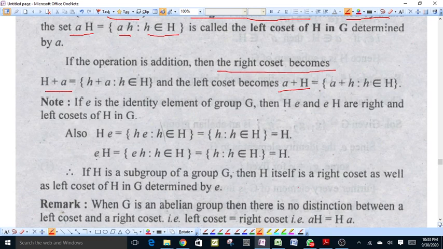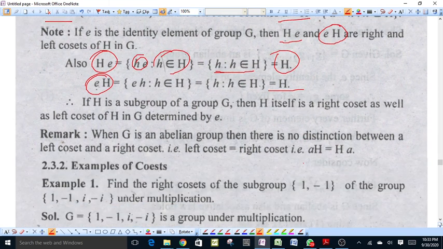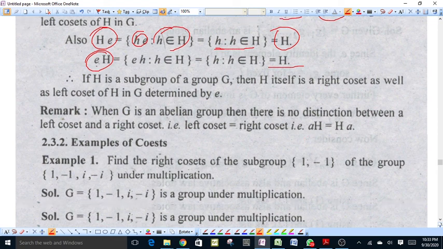If E is the identity element of G, then HE and EH are right and left coset of H in G, determined by identity element E. Also HE will be equal to the set of he where small h belongs to capital H, and this will be equal to capital H, the set of elements of capital H. This means HE will be equal to capital H and EH will be equal to H. If H is a subgroup of G, then H itself is a right coset as well as left coset of H in G, determined by identity element.